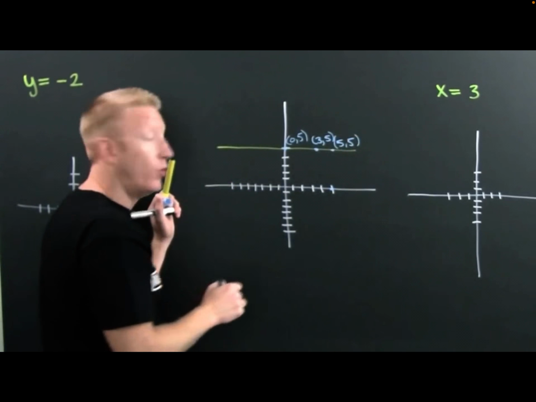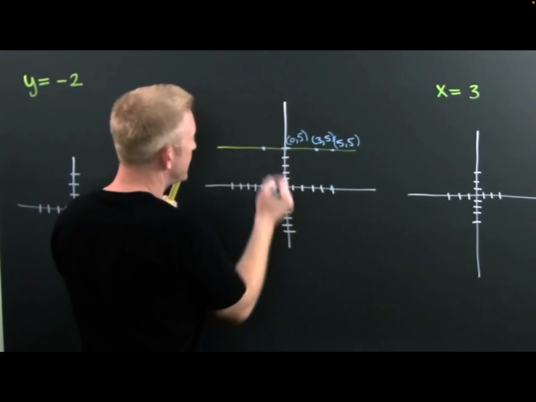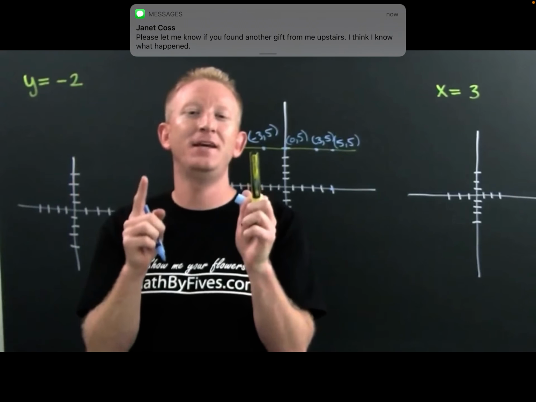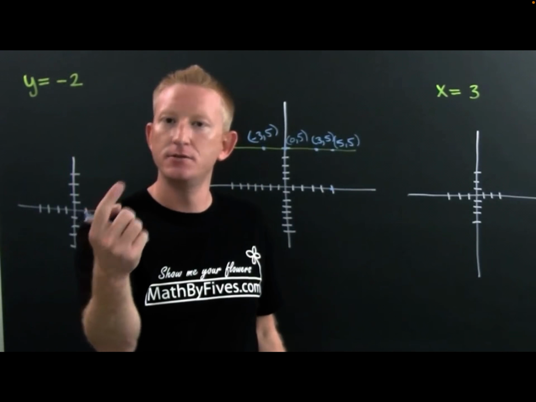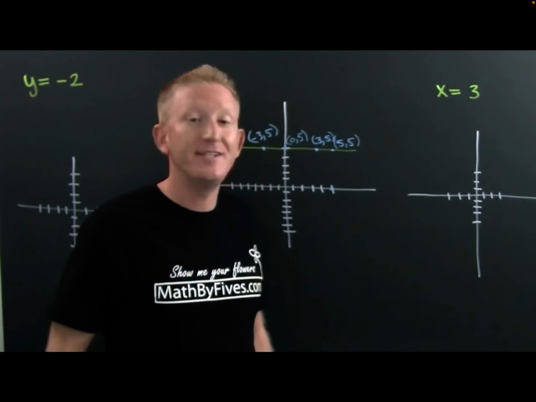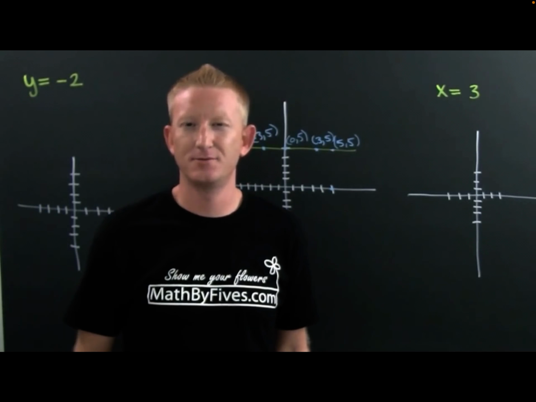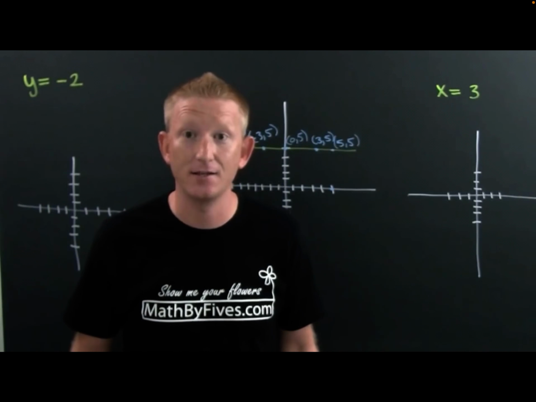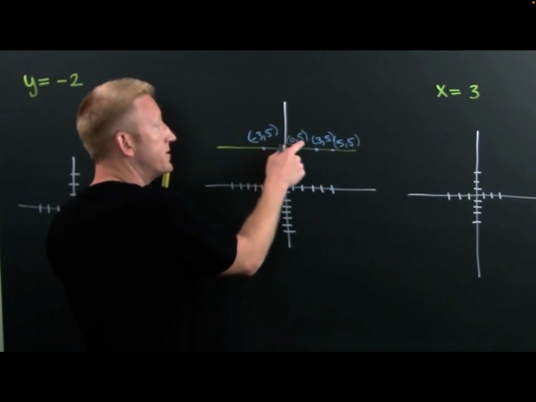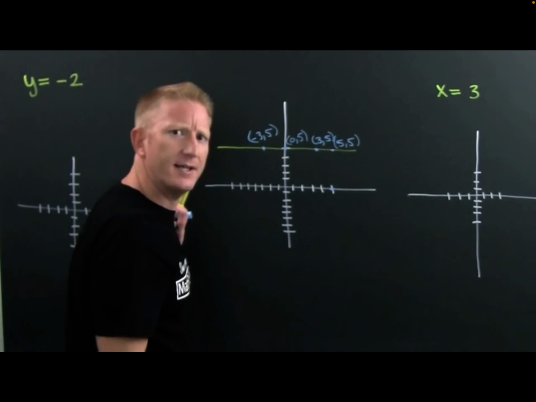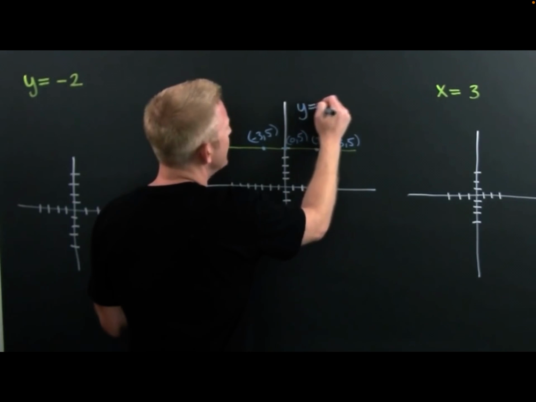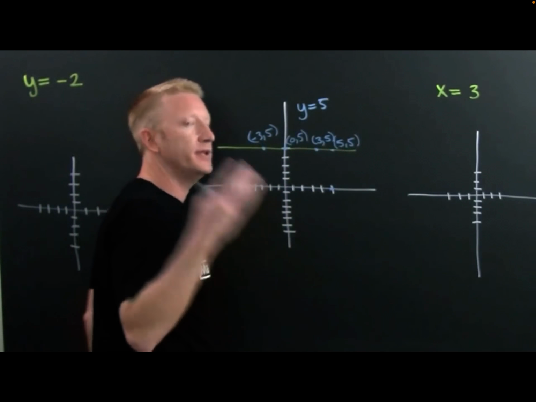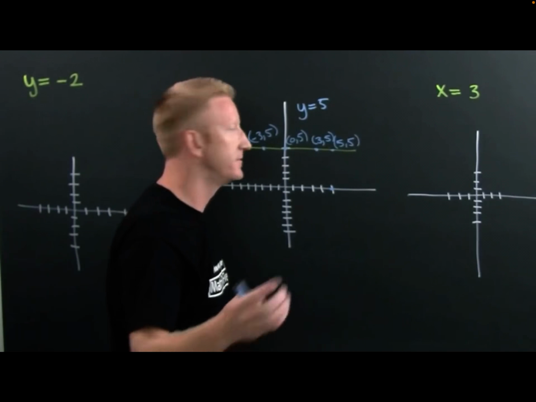But wait, there's more. What's this point right here? That's the point -3, 5. But wait a minute. Do you have an observation? Can you see what I'm saying? My observation: the y value is always 5. You could say that y is equal to 5. Wait a minute. That's the graph of y is equal to 5, because y is always 5.